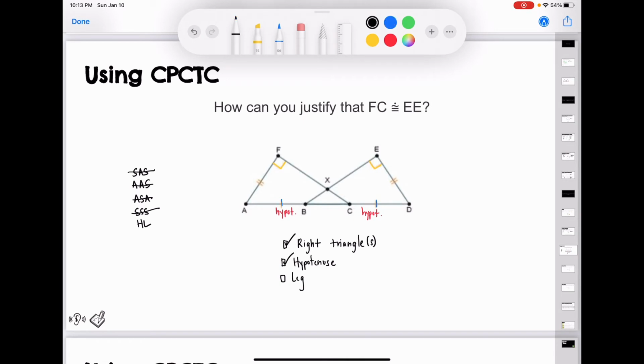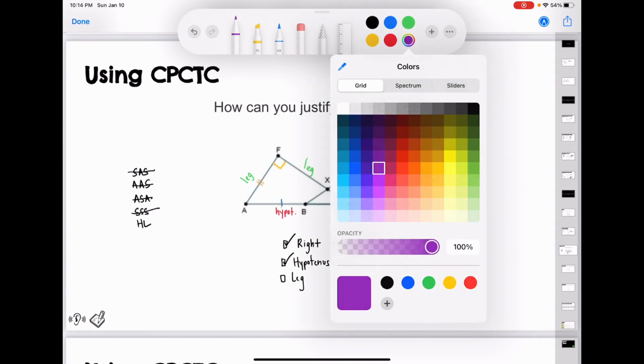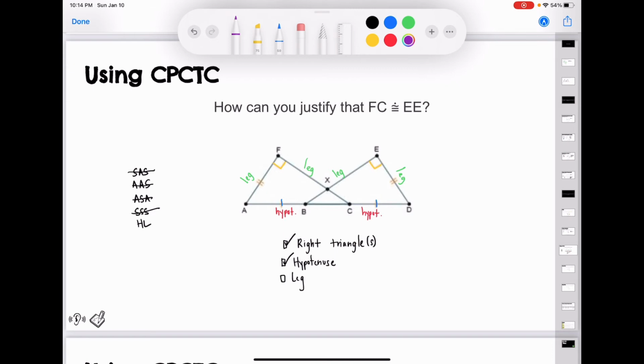And then is one leg congruent to each other? Well, let's identify our legs. Here we have a leg, here we have a leg, here we have a leg, and here we have a leg. And as we can see, one of those legs are congruent to each other. This leg is congruent to this leg on the other triangle. So therefore, we can prove in that way that our two triangles are congruent to each other.